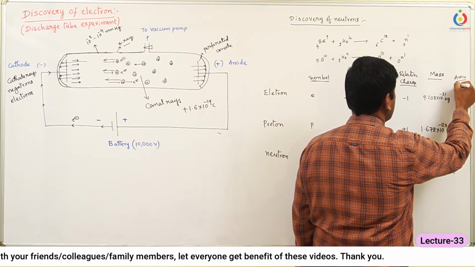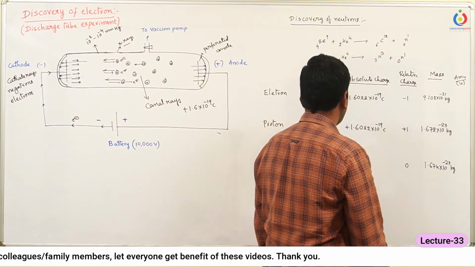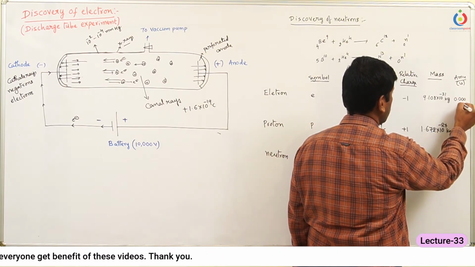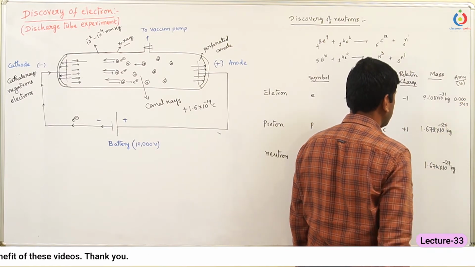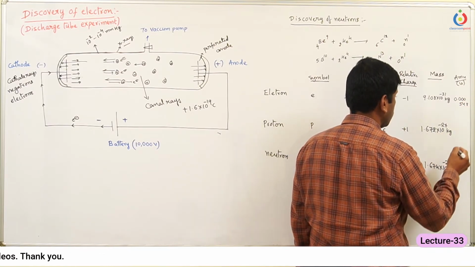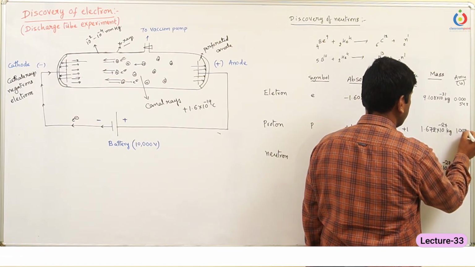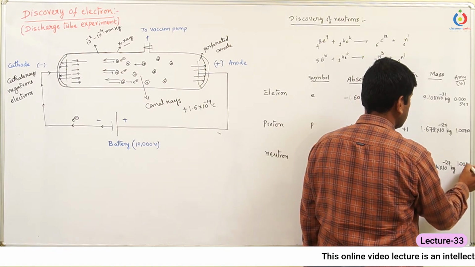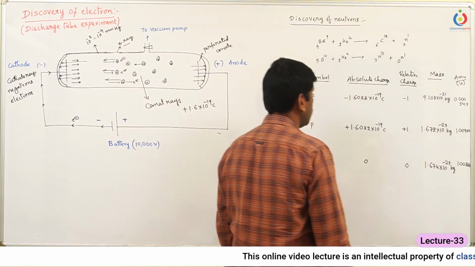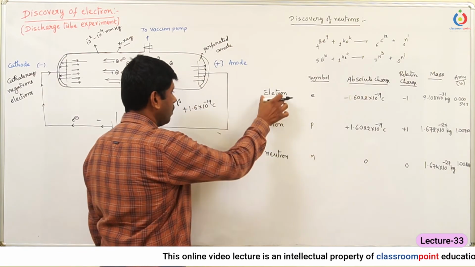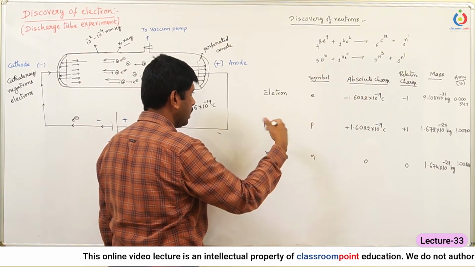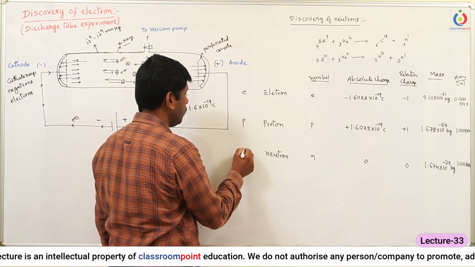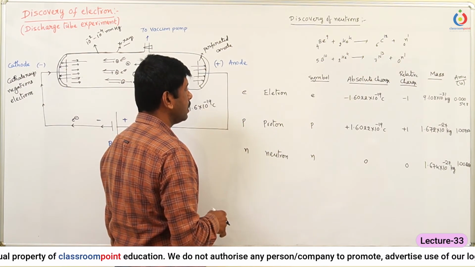In atomic mass units or unified mass, the mass of the electron is taken as 0.000548 atomic mass units, whereas for the proton it is 1.00727 and for the neutron it is 1.00867. And the symbols of the electron, proton and neutron are like this, but here we can get some more information.